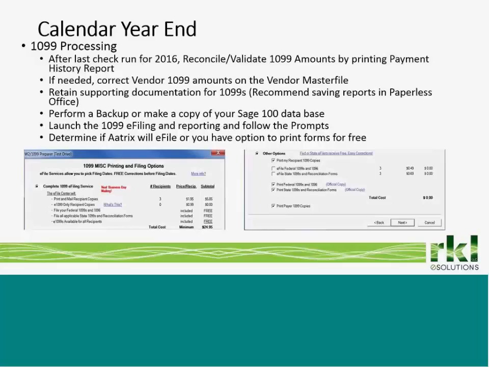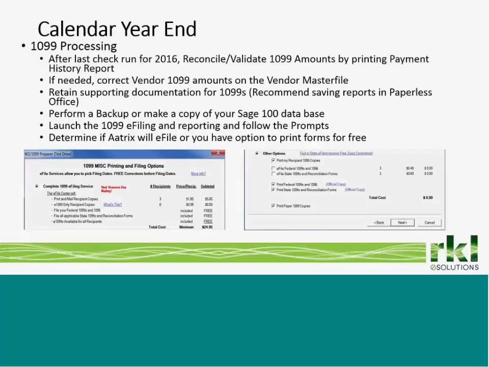When it comes time to actually process your 1099s, after your last check run for 2016, you'll want to reconcile and validate your 1099 amounts. The best way to do that is to print the payment history report. If you need to make any corrections, go to the vendor master file and go to where the 1099 information is set up. You'll see a button there, and from the vendor you can see the 1099 boxes and make edits.